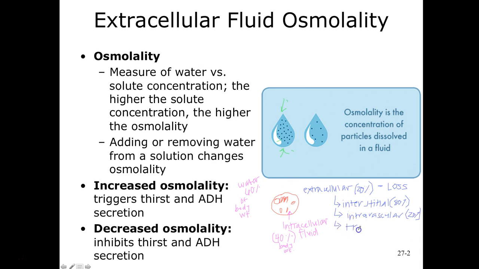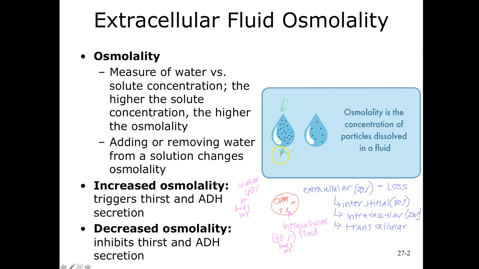This is called your transcellular fluid. What that means, I won't write it out since we're having issues here, is it's the fluid that we find in special compartments, like the cerebrospinal fluid within your brain or synovial fluid that you find within the joints.